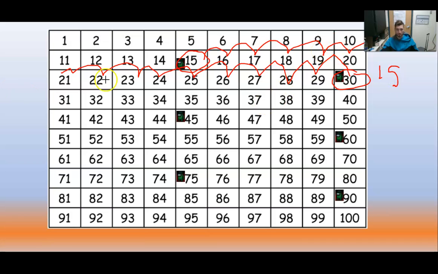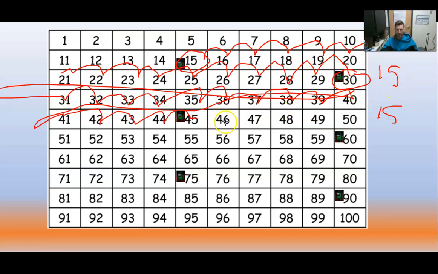I wonder what the next will be. 1, 2, 3, 4, 5, 6, 7, 8, 9, 10, 11, 12, 13, 14, 15. Another 15. How many do you think it's going to be to get to 60? Let's see. 45 plus 15. What's 45 plus 15? Would that get us 60? Let's see if we're right.